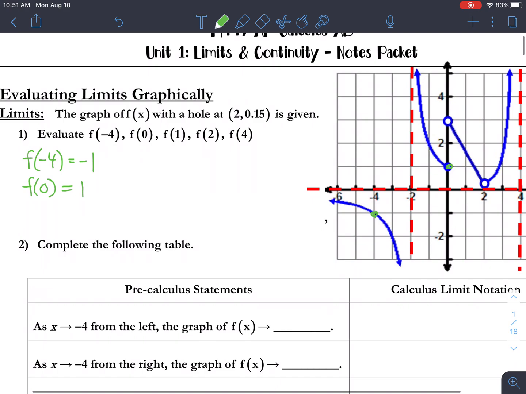All right, and then f of 1, we take a look here. F of 1 looks like it's about between 1 and 2, but if you actually look at the slope of this line, the slope of this line is 3/2, up 3 over 2. So we can actually figure out that this point is right at, let's see, we're going up 1 over 2/3. So that would be at 1 and 2/3.